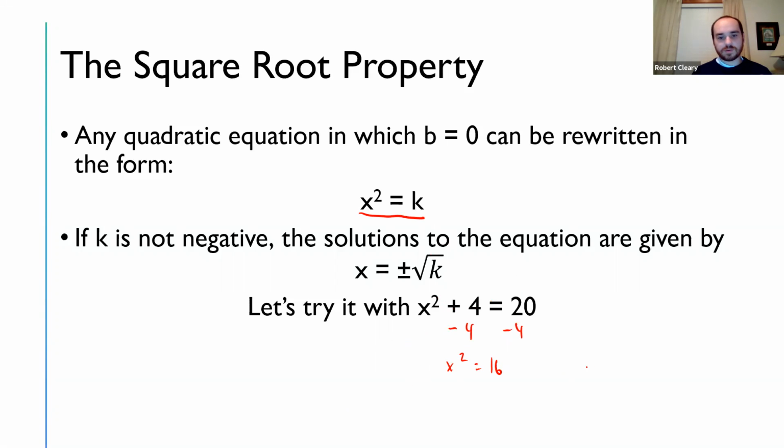Now we take the square root of both sides. Square root of x squared, square root of 16. The square root of x squared is, of course, x. And then the square root of 16 is either plus or minus 4. You could also just write it out as x equals 4 or negative 4. It doesn't really matter. And if you want to, you can plug those in and check it. 4 squared is 16 plus 4 is 20. Negative 4 times negative 4 is also positive 16 plus 4 is 20. So yeah, this stuff is usually pretty easy.